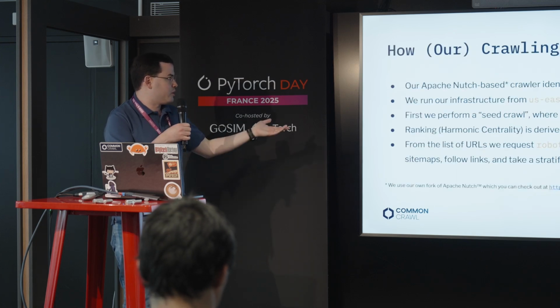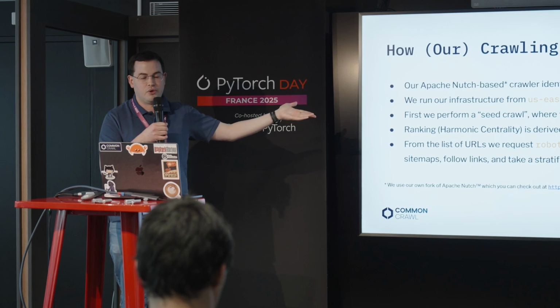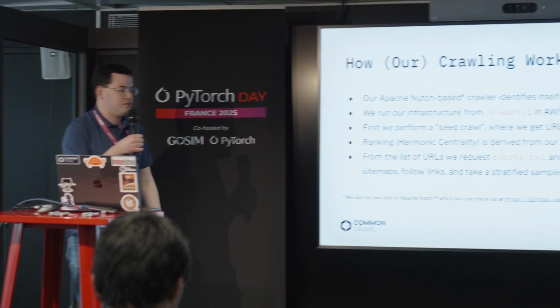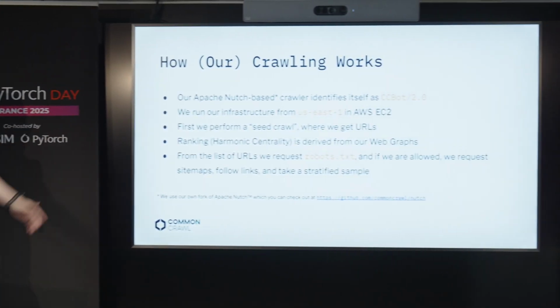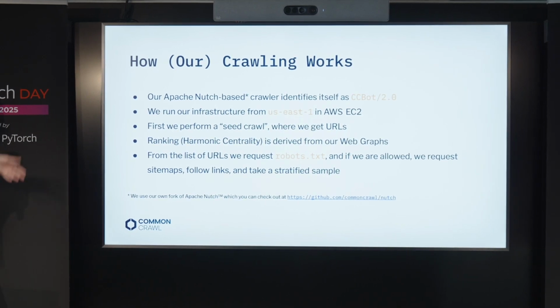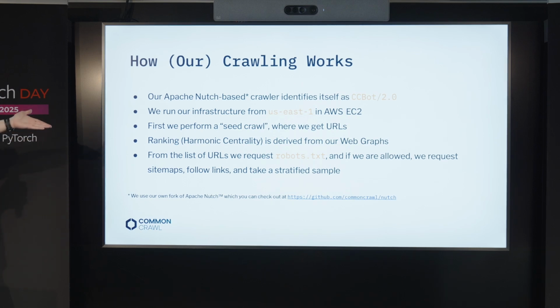So how does it work? We have our own crawler that is based on Apache Nutch. It's open source on our GitHub repository. It has the user agent CCBot. We run everything from us-east-1 in AWS.